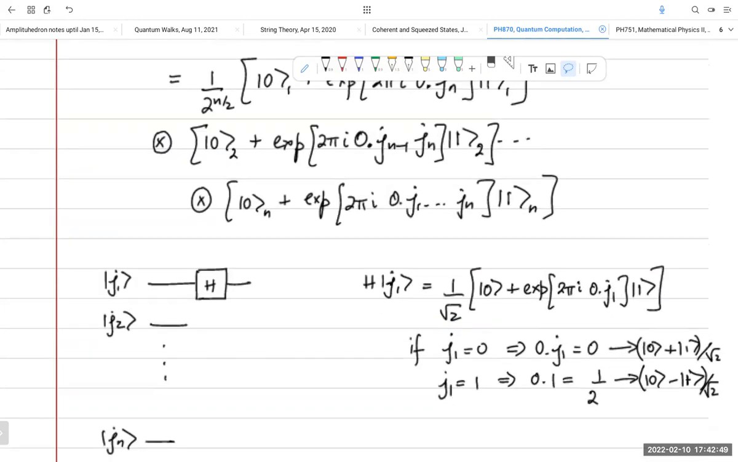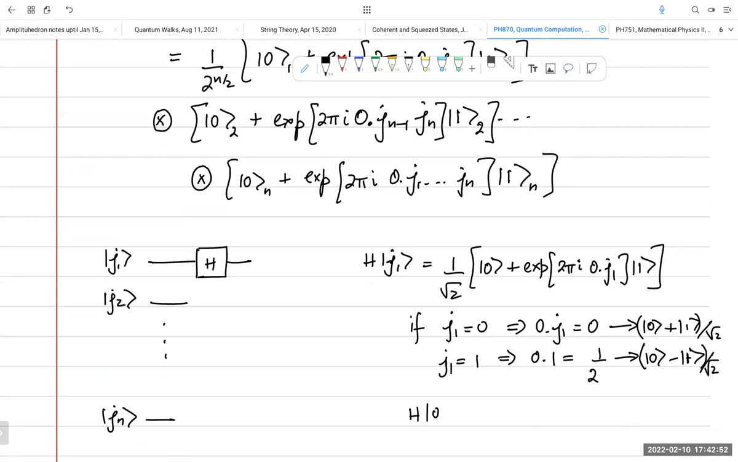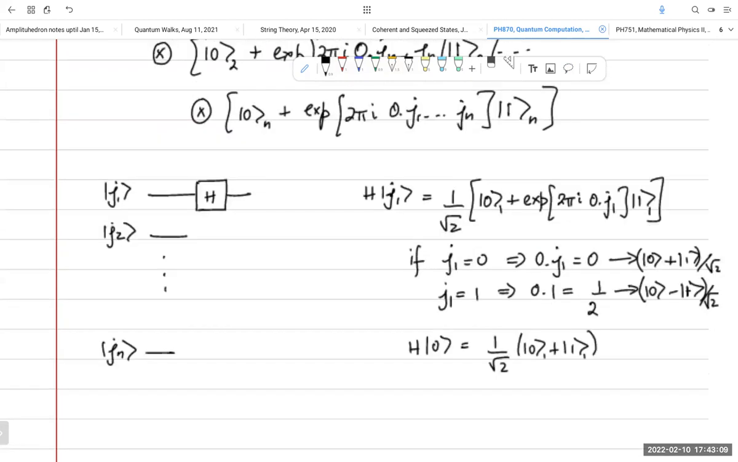So if j1 is equal to 0, what should be the Hadamard on 0? It should give you 1 by root 2, 0 plus 1, for the first qubit. So I'll put an extra 1 here just to indicate that I'm talking about the first qubit. And if j1 is equal to 1, I should get 1 by root 2, 0 minus 1, right?